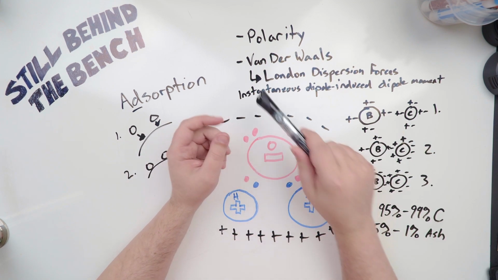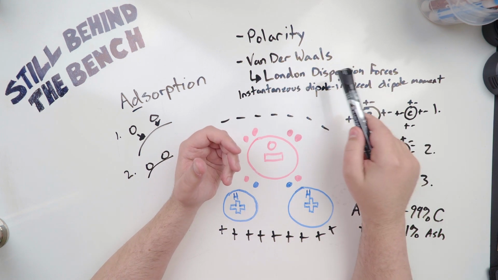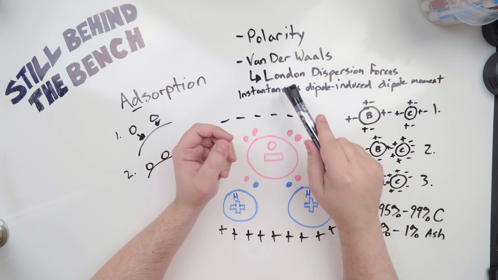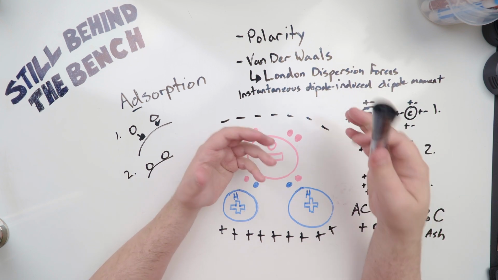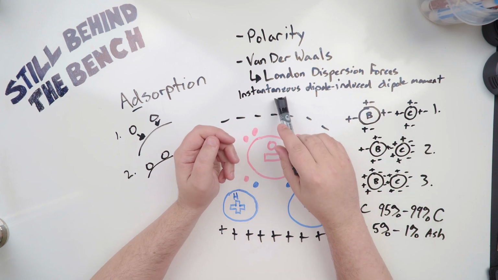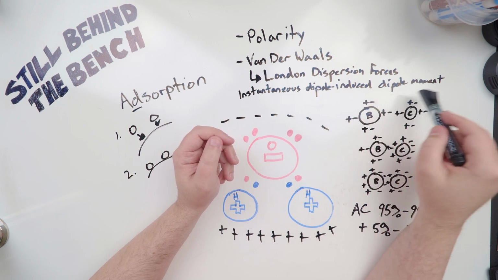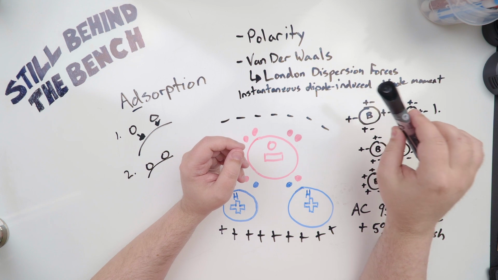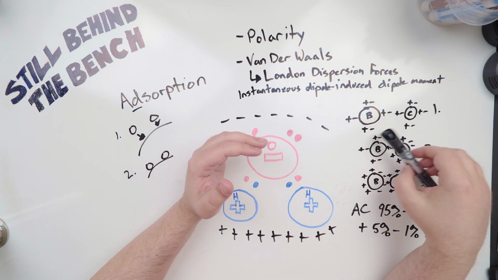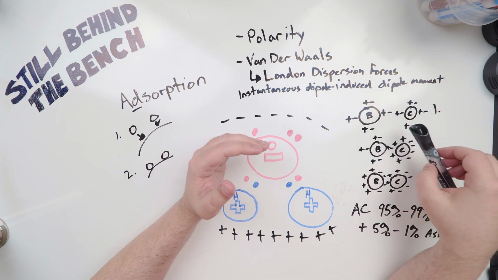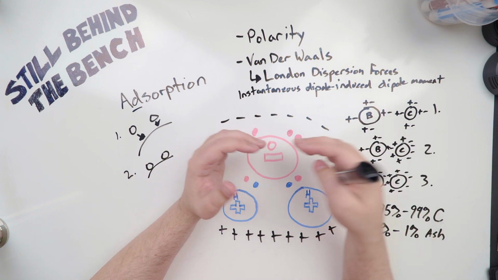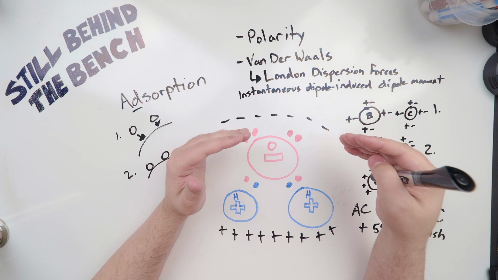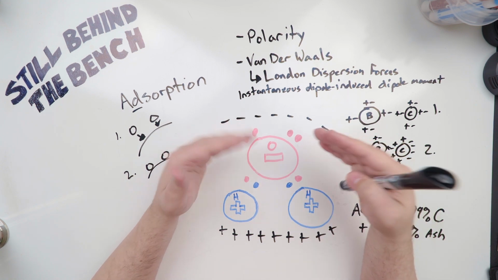Now, London dispersion forces. They're a type of van der Waals force, as I said before, which are a set of weak intermolecular forces. The London dispersion forces are the weakest of them. It creates what is called an instantaneous dipole-induced dipole moment. What the hell does that mean? That's a complicated term. Essentially what it means is that when two nonpolar molecules, or a polar and a nonpolar molecule, get close, it can induce a polarity. One can induce a polarity in the other, and then the one that did the inducing forms a polarity itself.